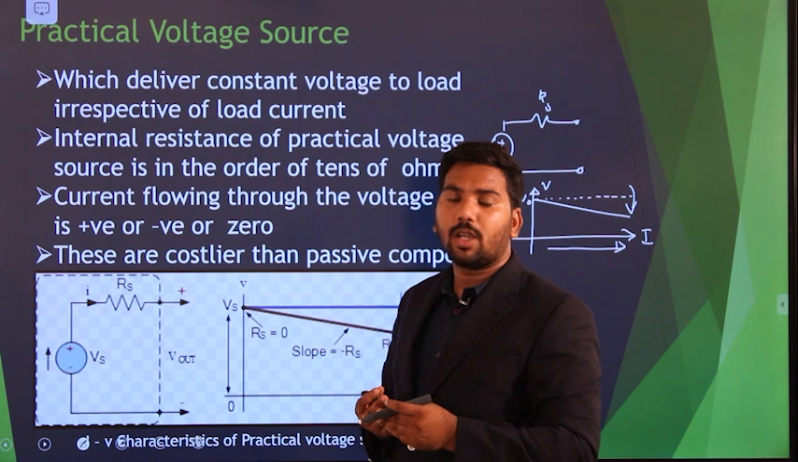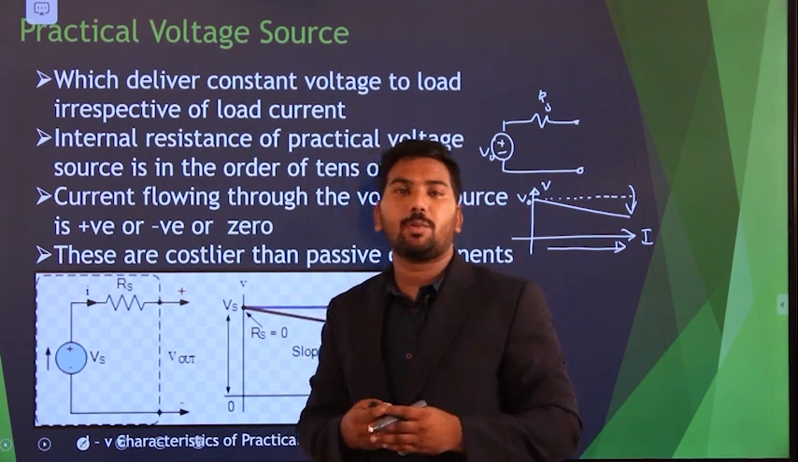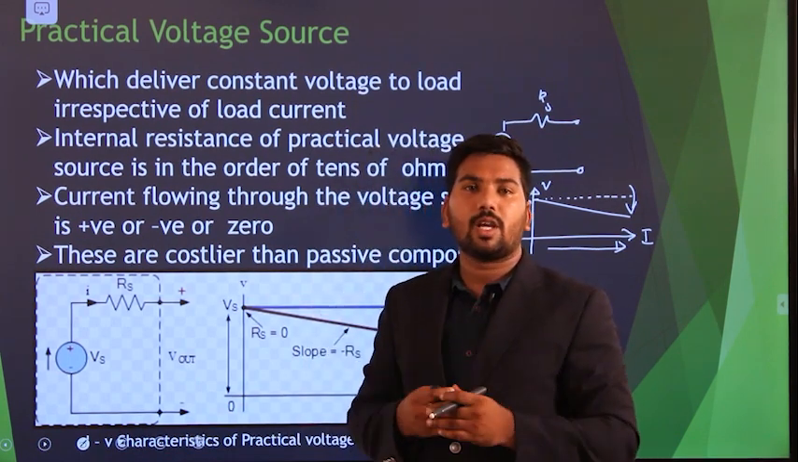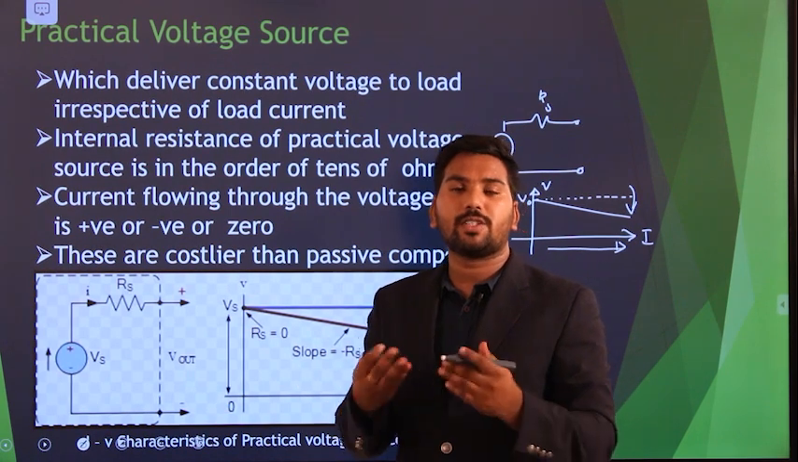Similarly, as I told in the previous one, what is the current flowing through a voltage source? We cannot say. It may be positive, it may be negative, it may be zero also. So it can be determined from the circuit. We cannot say orally.